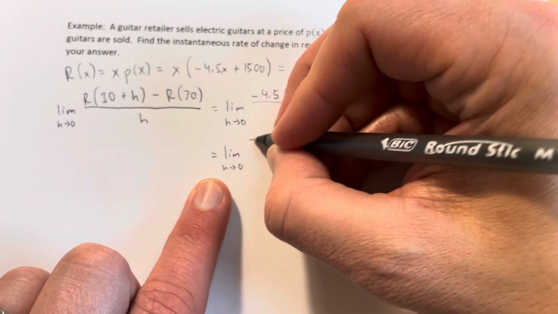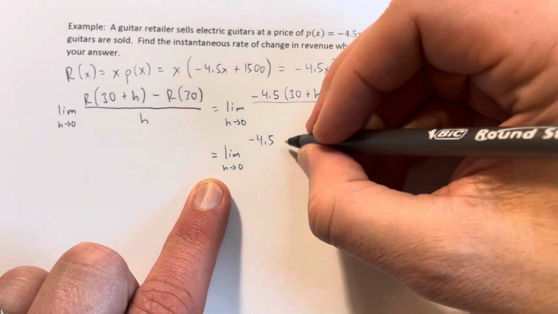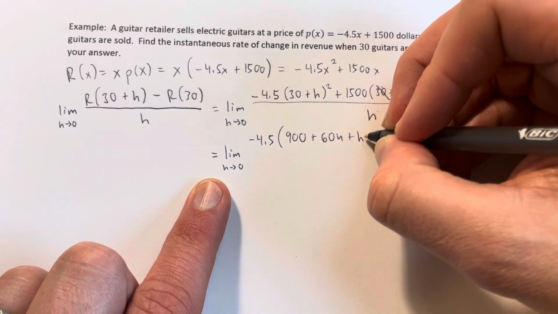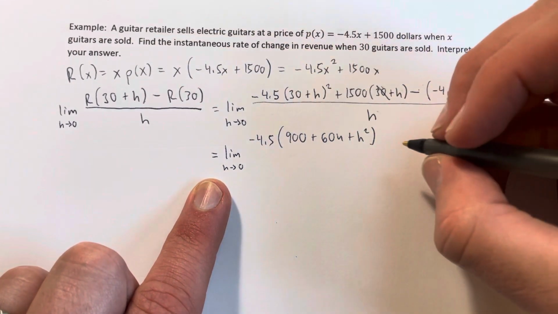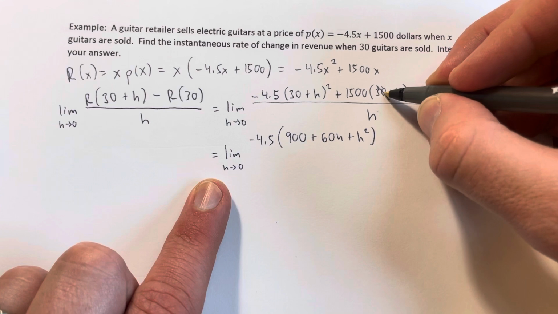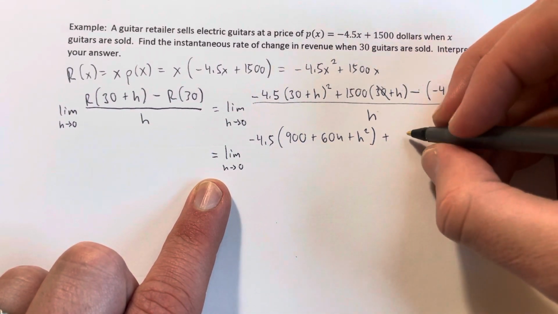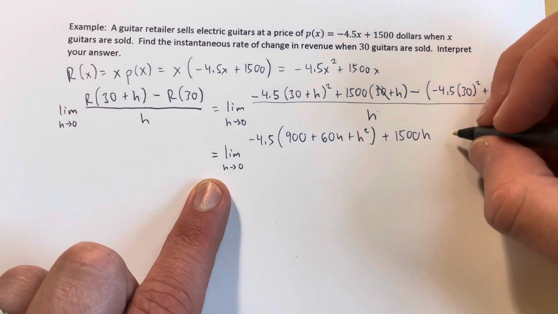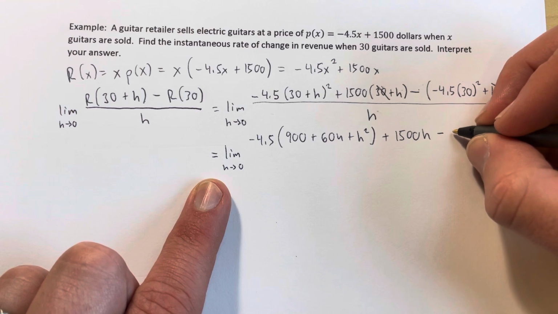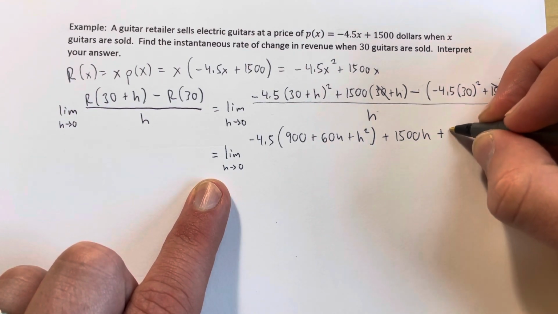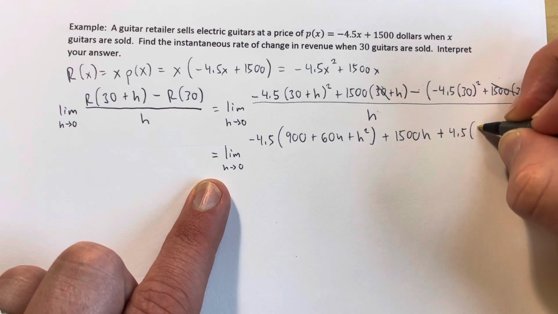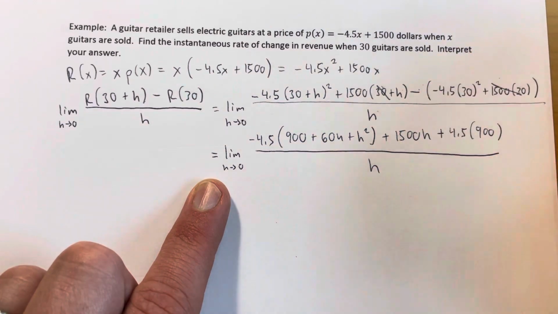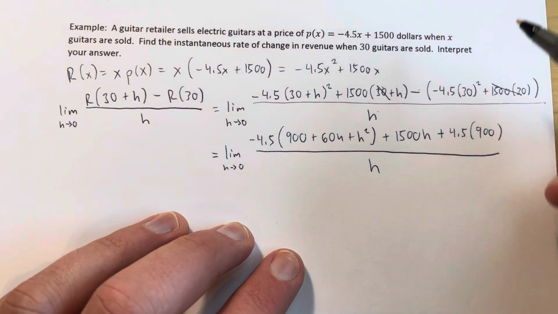Limit as H approaches 0 of negative 4.5. Let's multiply that out. That's going to be 900 plus 60H plus H squared. That's what happens when I square that. We have dealt with this 30 here. It's gone. So now it's just 1,500 times H there. And then this minus sign will distribute in here, and I'm going to get positive, actually, negative. So that's positive 4.5 times 30 squared, which is 900, all over H. Here's where I can see something else immediately about to cancel out.